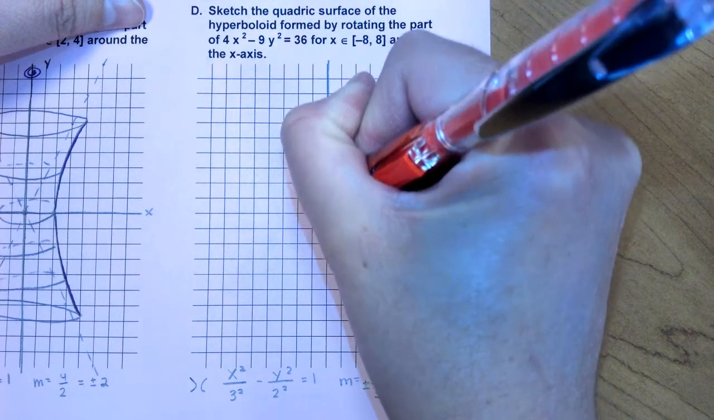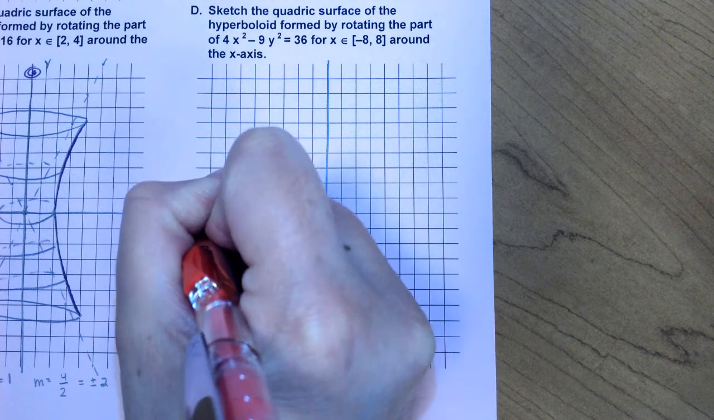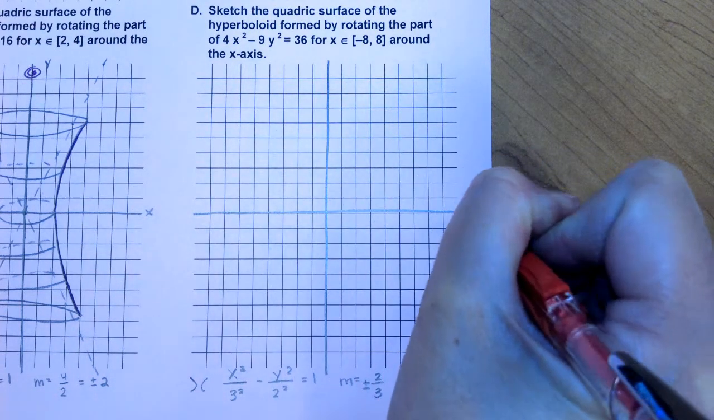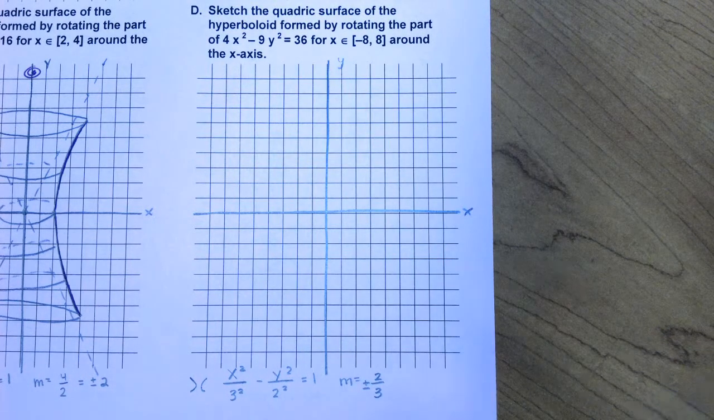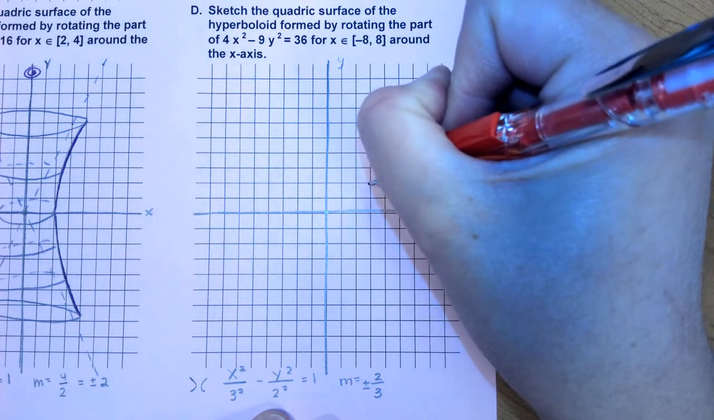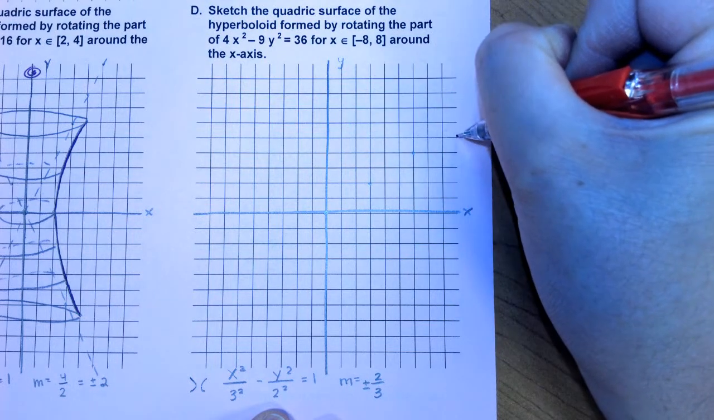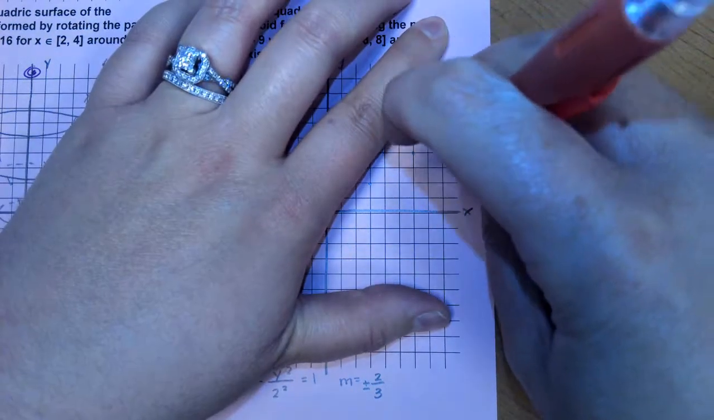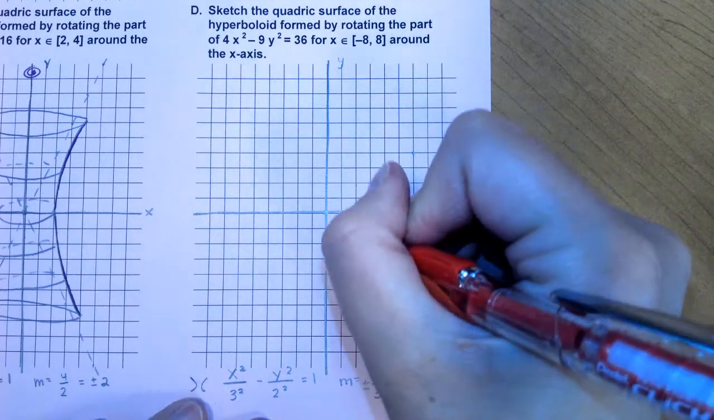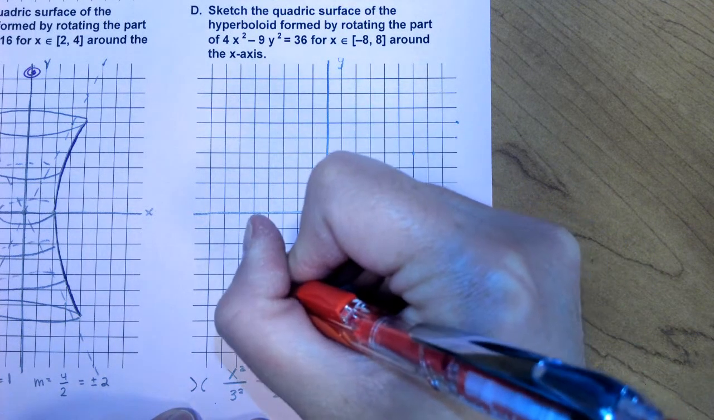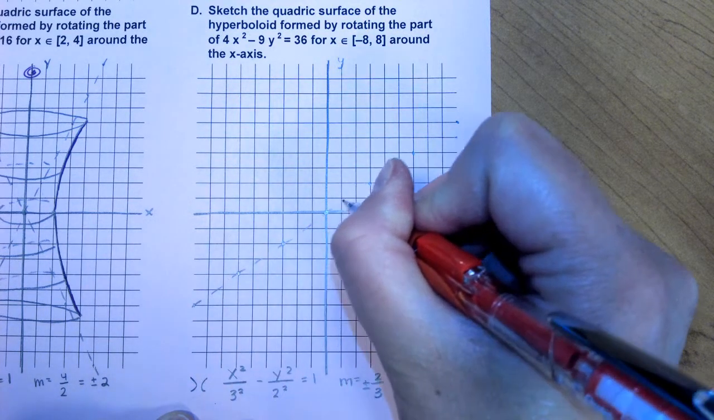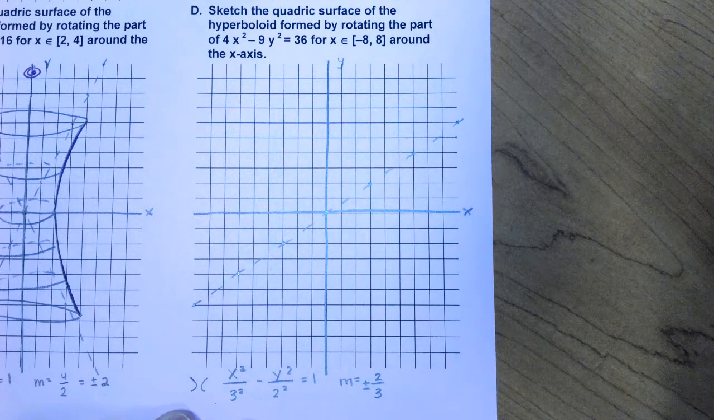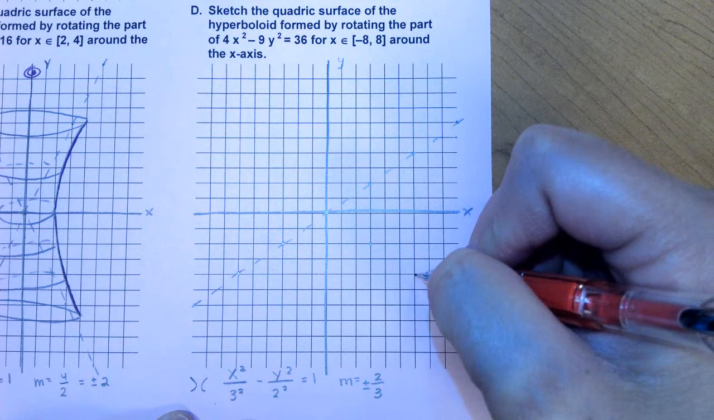Again, our hyperbola is centered at 0, 0. So I'm just going to draw my axes in. And then I'm going to draw my asymptotes. So center at the origin. From the origin, or from the center, draw a line that has a slope of positive 2/3. And then draw a line that has a slope of -2/3.